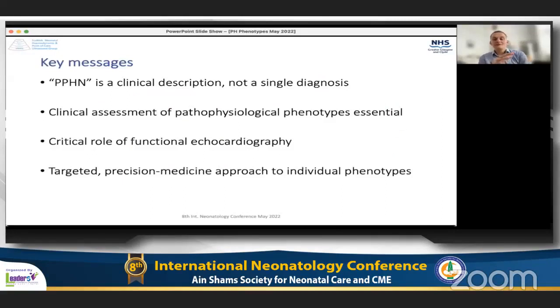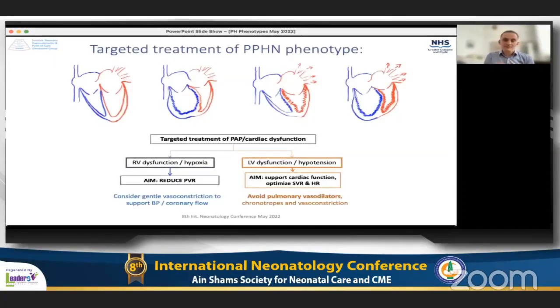So I've shown you 3 cases, all of which presented with the clinical features of PPHN, but they highlight to you that PPHN is not a single diagnosis, it's a clinical description. And we need to use our clinical assessment, incorporating functional echocardiography in individual patients to understand their individual pathophysiological phenotype. And by doing so, we can then have a targeted precision medicine approach to individual phenotypes. And a really important distinction to take home is this one between right ventricular phenotypes and left ventricular dysfunction phenotypes, and the different approaches to management here.